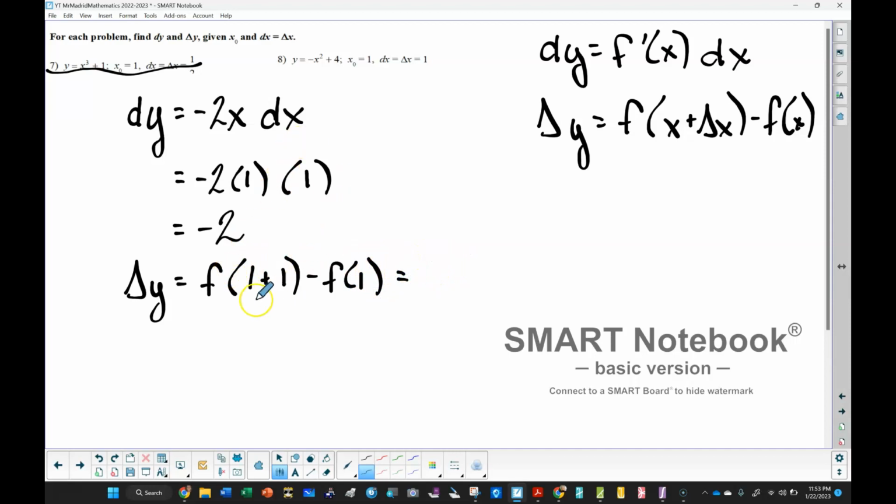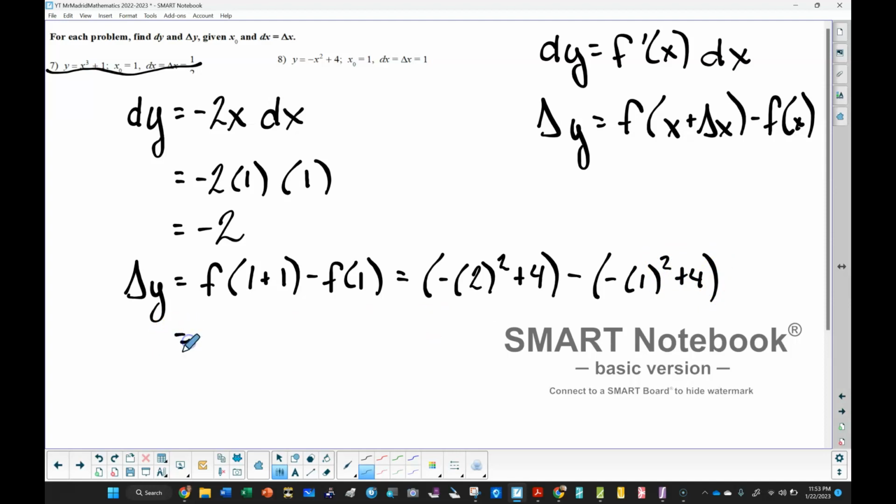Which is going to do what for us? This is basically 2, so we can plug in 2 here. We get negative 2 squared plus 4, minus, and I'm going to plug a 1 in here, negative 1 squared plus 4. We get exactly negative 3.